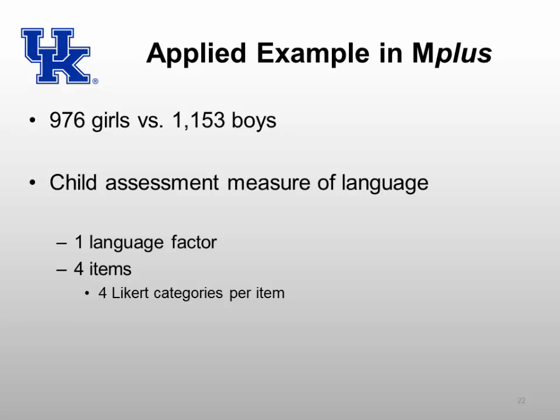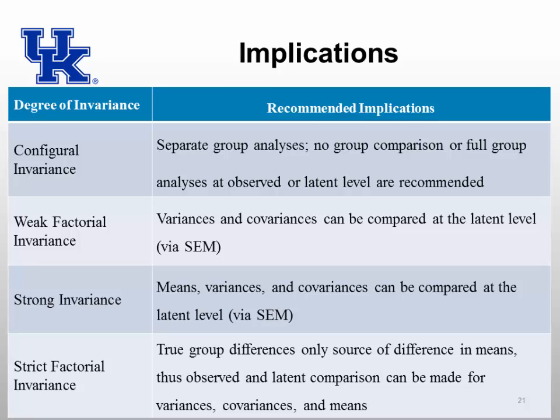Do you have to do them all? Well, what I would like to get to, the goal, is to get evidence of strict factorial invariance. So I want to do them all. Will some people choose to stop at a certain level and not even continue testing?